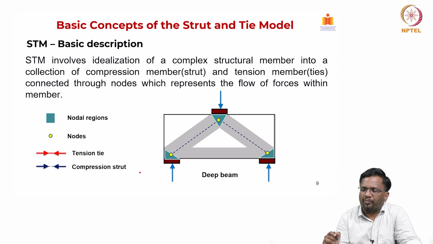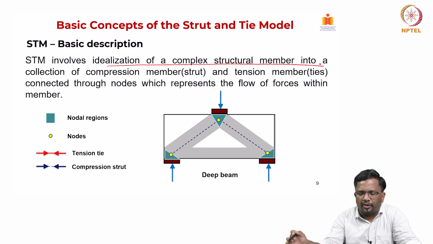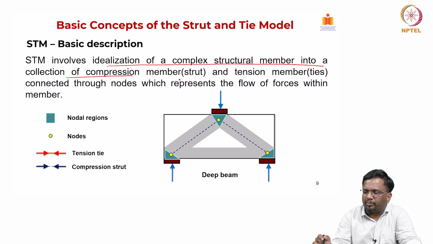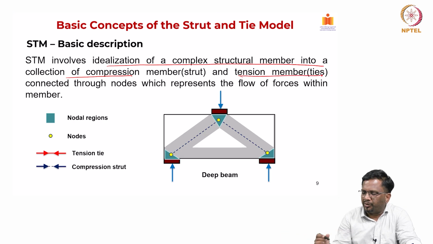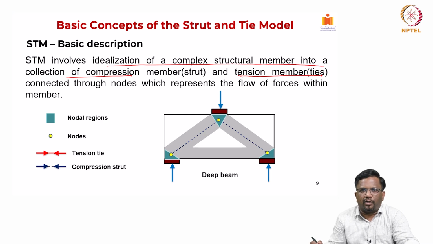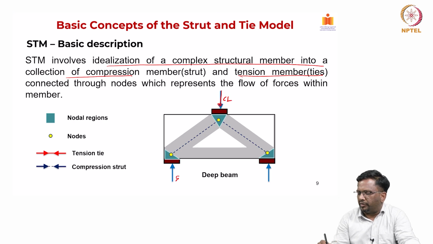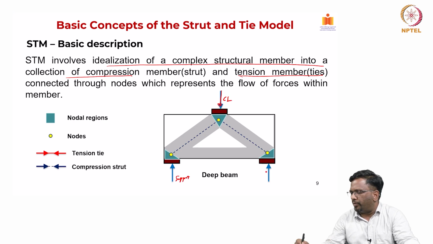So in STM, let's look at the basic description. Strut-and-tie models involve idealization of a complex structural member into a collection of compression members, struts, and tension members, ties. And usually, for example, this is a very simple strut-and-tie model that one can think of. You have a heavy concentrated load that is acting, and you have these support reactions. Depending upon the width you can form.